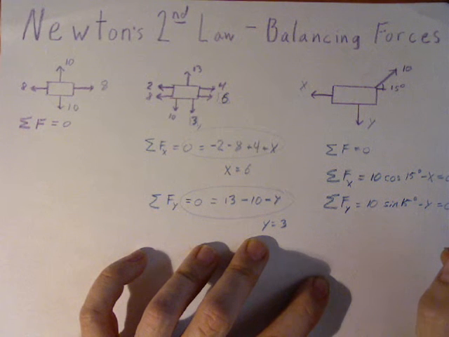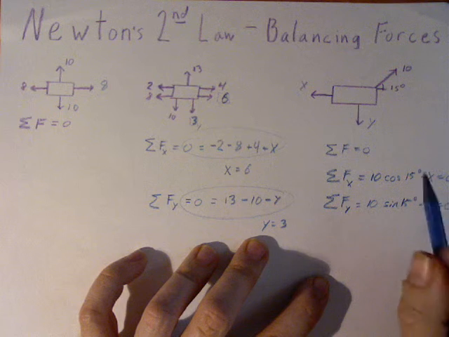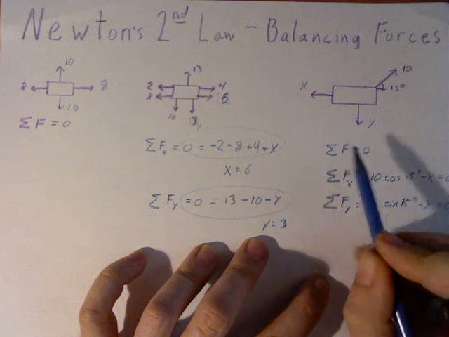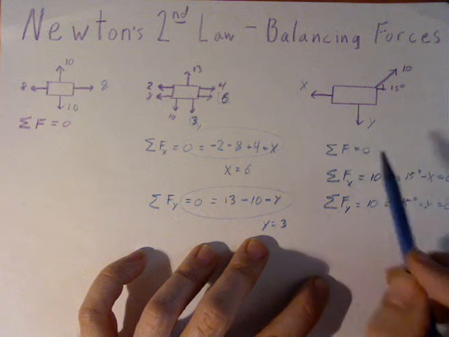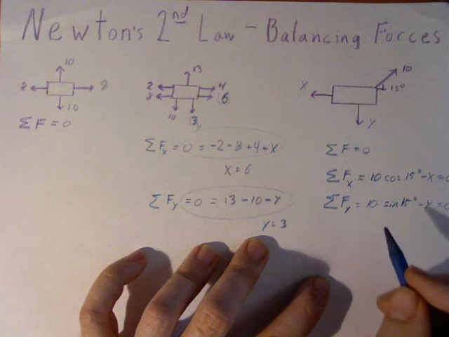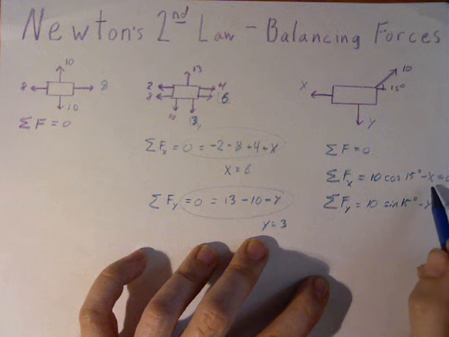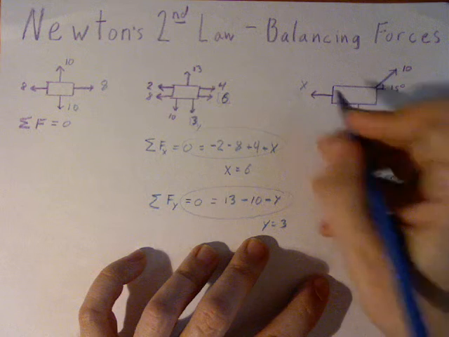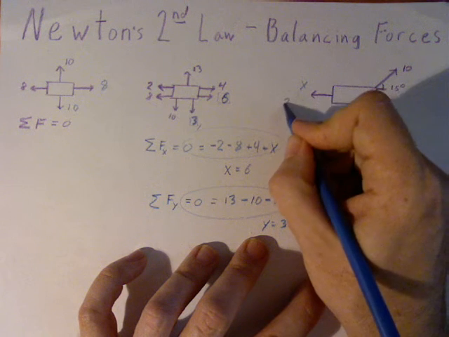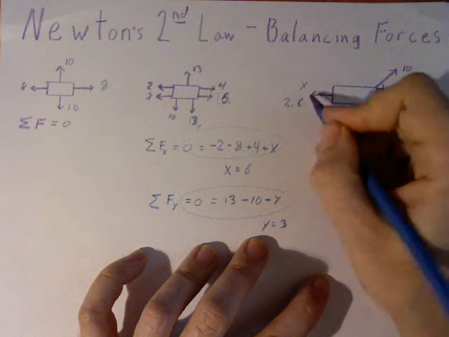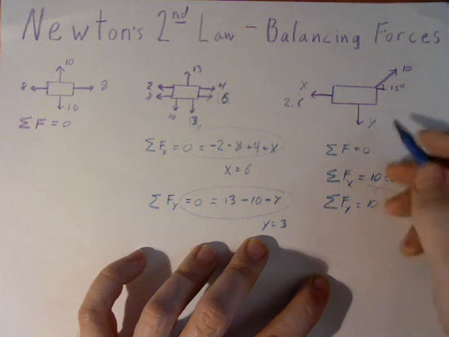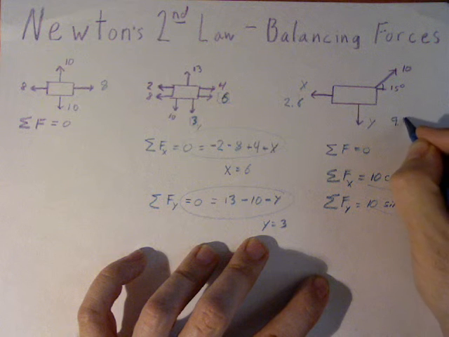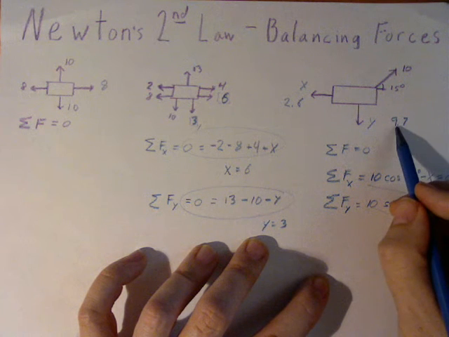We can also do this almost as simply if we have the summation of our forces equals mass times acceleration, but that's not in this problem. If we solve these equations right here, we'll find that x equals 2.6 newtons to the left, and y equals 9.7 newtons of force downward.